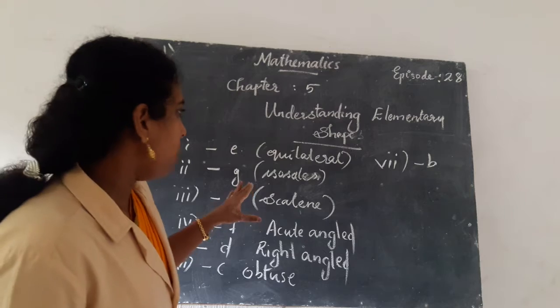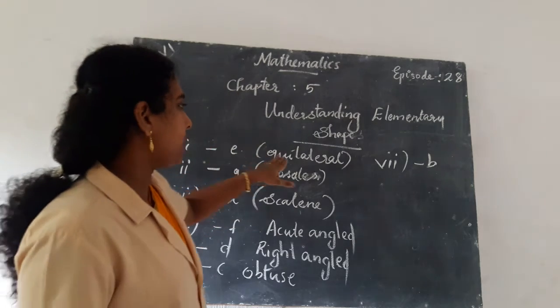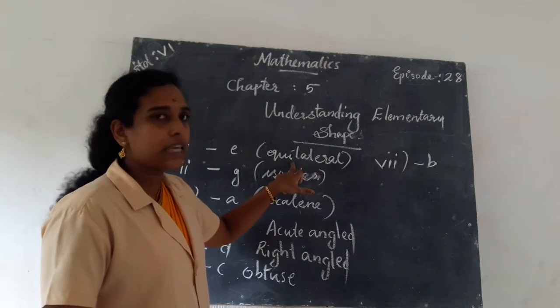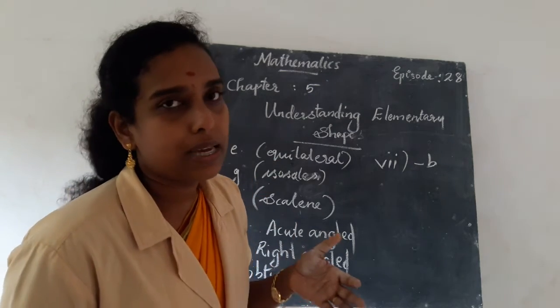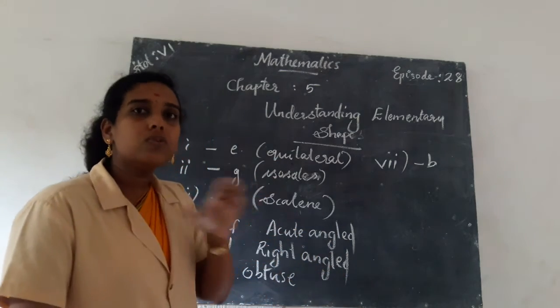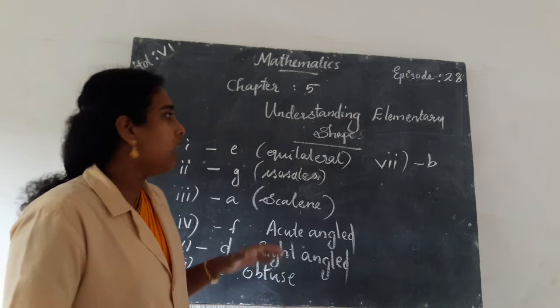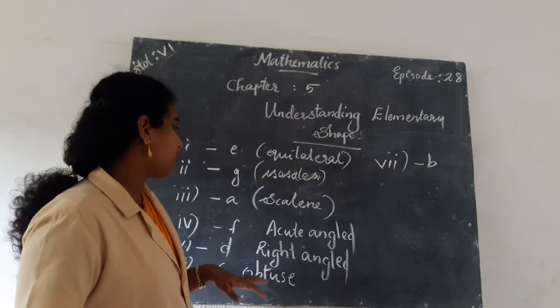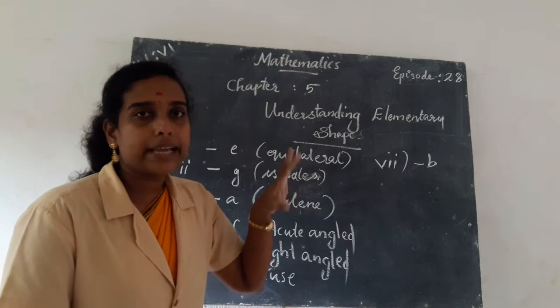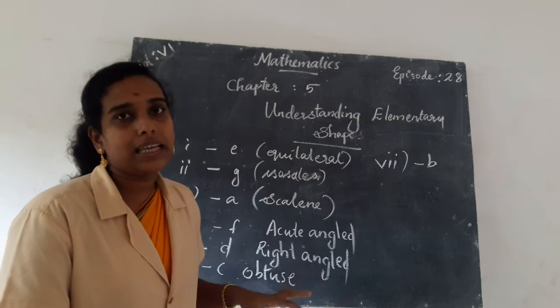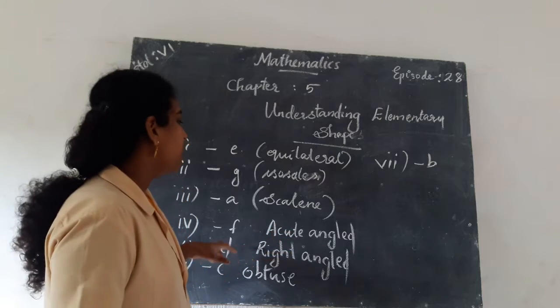So a triangle having three sides equal is said to be an equilateral triangle. If the three sides are different, then it is said to be a scalene triangle. If any two sides of the triangle are equal, then it is said to be an isosceles triangle. Then if the three angles of the triangle are less than 90 degrees, it is said to be an acute angled triangle.